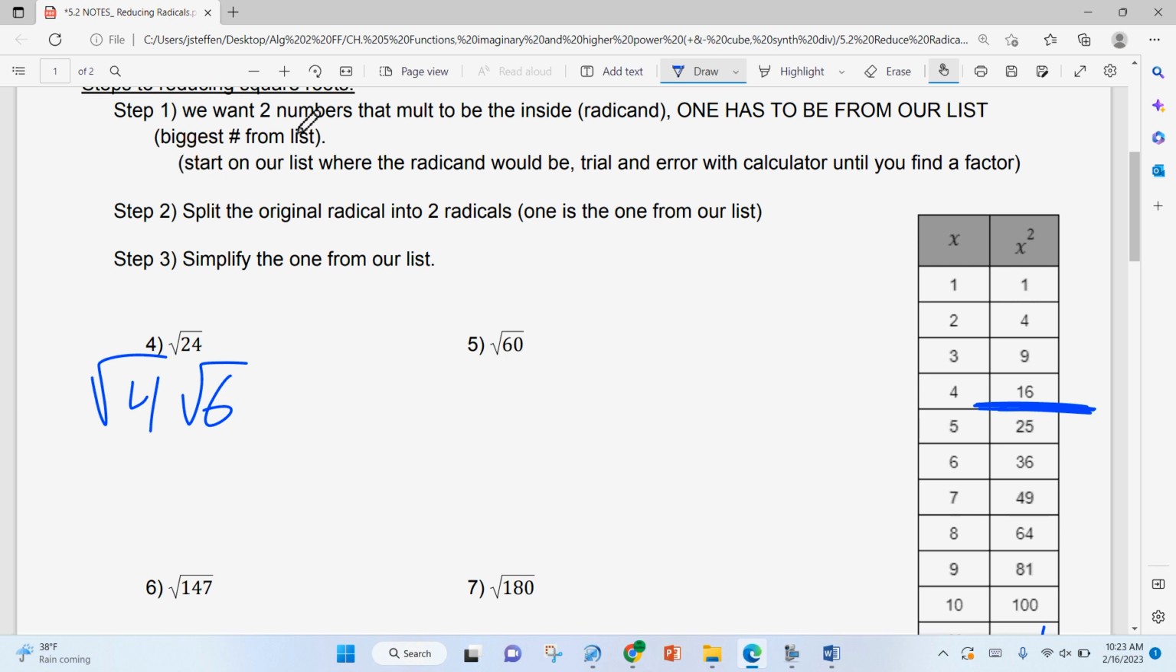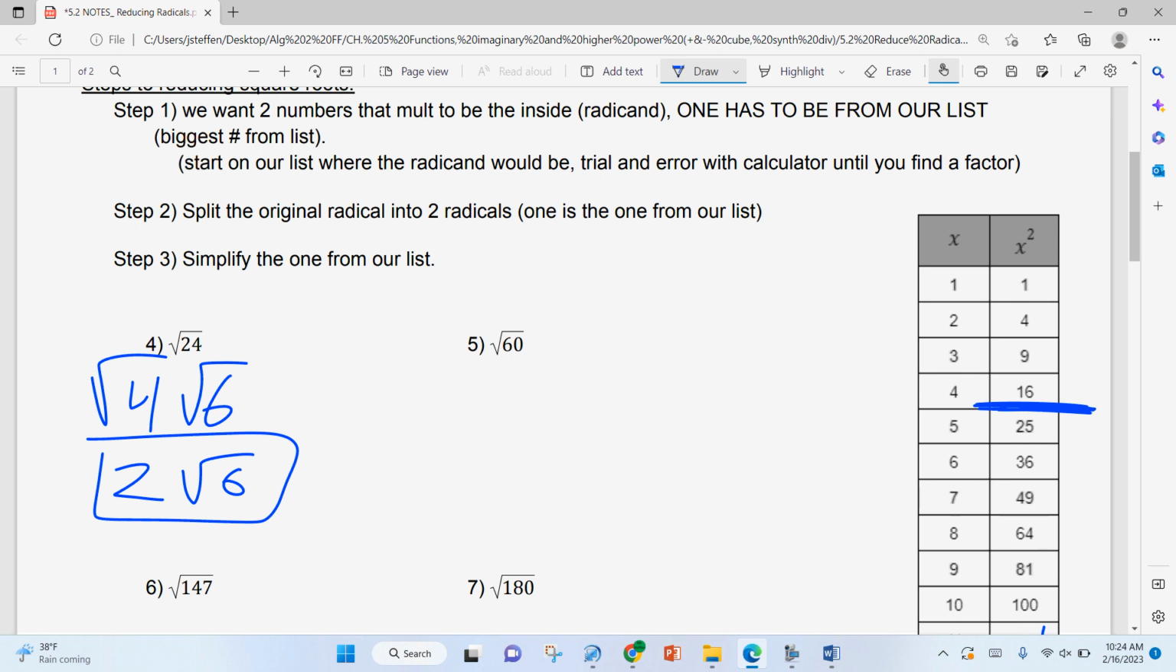So this is the whole point of this problem. The reason I picked a number from our list, the reason I picked 4, that is a perfect square, is because now I can actually take the square root of 4. The square root of 4 is 2. So that reduces to 2. And you cannot reduce the square root of 6 at all. So that just stays the square root of 6. Your answer.